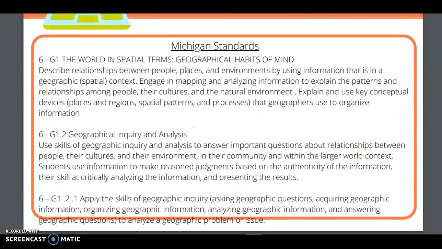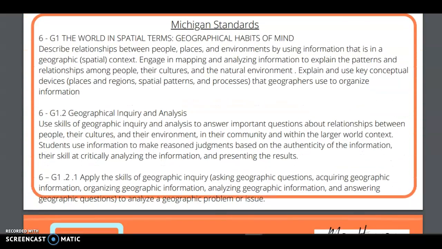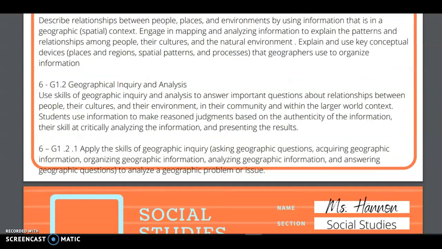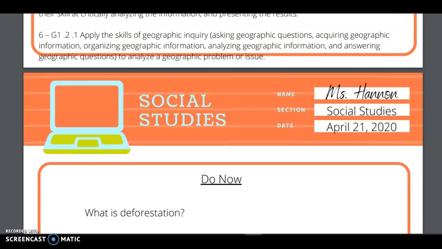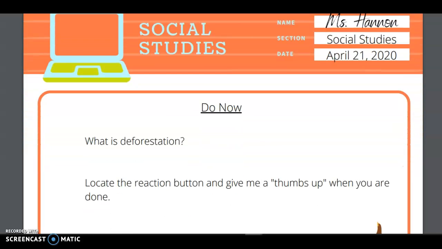All right, Michigan standards. This is just for my own accountability to assure that I am teaching you what is necessary and mandated by the state of Michigan. So these are the standards that this lesson covers. So you will be ready to proceed to the next level and with everything you need in your toolbox.